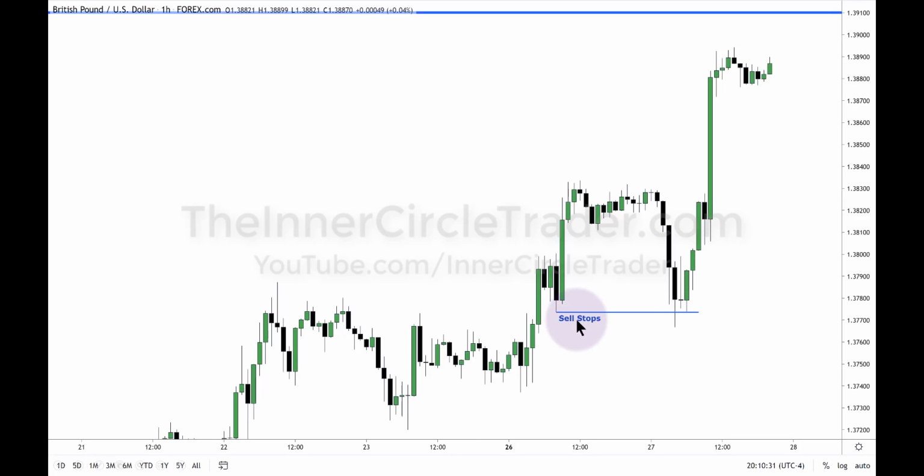So these sell stops flood the market with sell orders, and smart money buys them at the market. So it goes right in here and buys them. So this is called pairing of orders. The market hits this, and then price rallies.